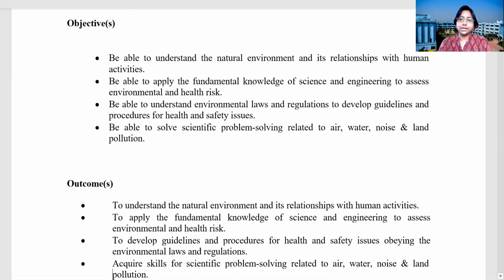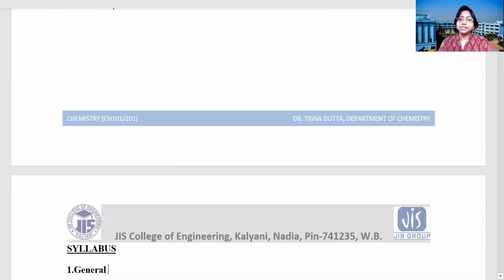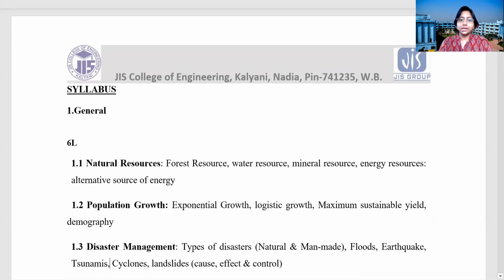So our future citizen will take the responsibility to save our Mother Earth. They will acquire skills for scientific problem solving related to air, water, noise, and land pollution. The entire syllabus is given here.